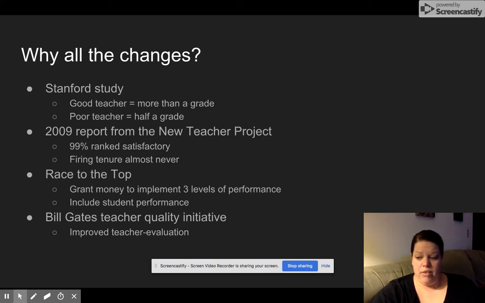Race to the Top was a government initiative where they provided grant money for school districts to implement 3 levels of performance, and that also included how students performed on state assessments and things. So there was a big push in schools to get that money. And then Bill Gates had a teacher quality initiative where he was giving money away if you improved teacher evaluation.